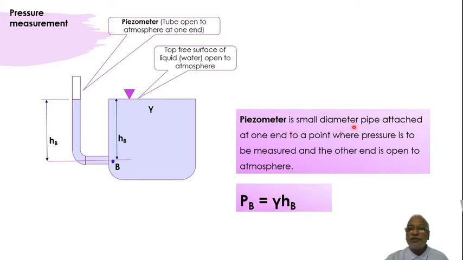So a piezometer is a small diameter pipe attached at one end to a point where the pressure is to be measured, and the other end is open to atmosphere. That is done now.